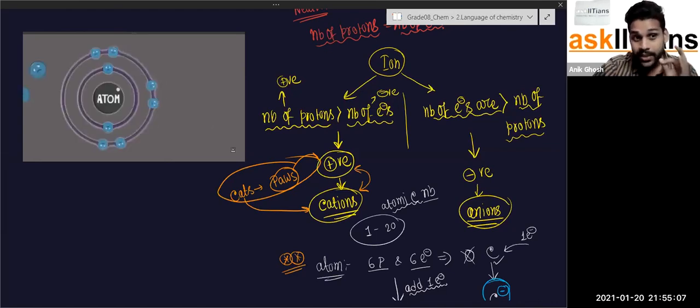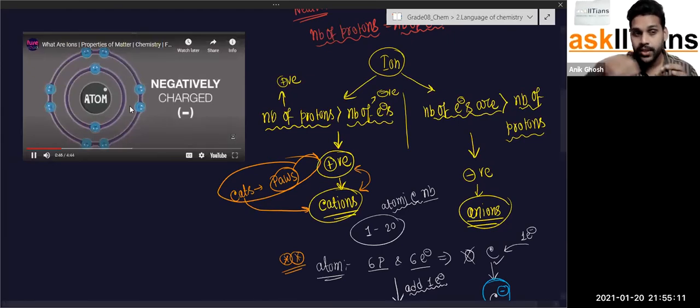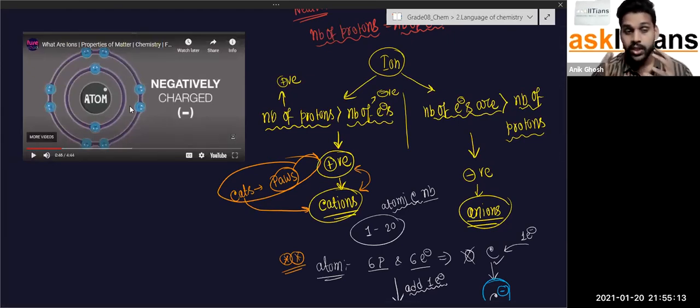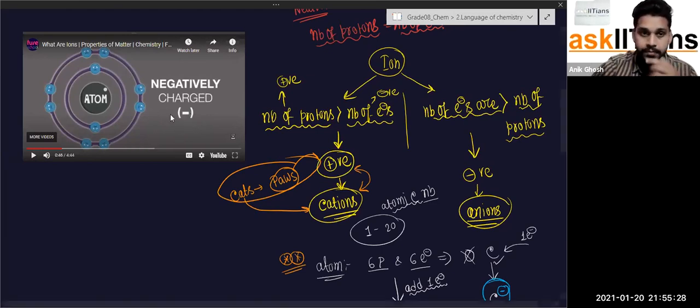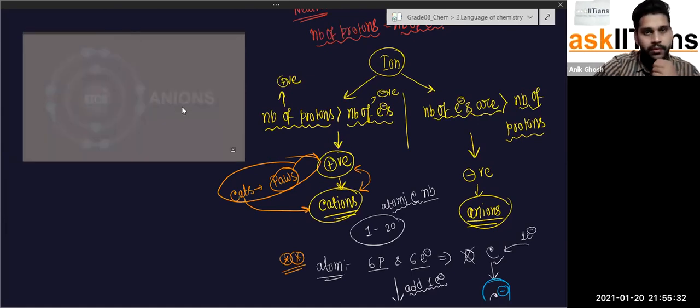Now, when an atom is gaining electrons, it is getting negatively charged. There is a technical fault in this video. They are showing that it is gaining 2 electrons, and then they are giving 1 minus charge. This is wrong. If they are gaining 2 electrons, it is going to be 2 minus. If they are losing 2 electrons, it is going to be 2 plus. So negatively charged ions are called anions.